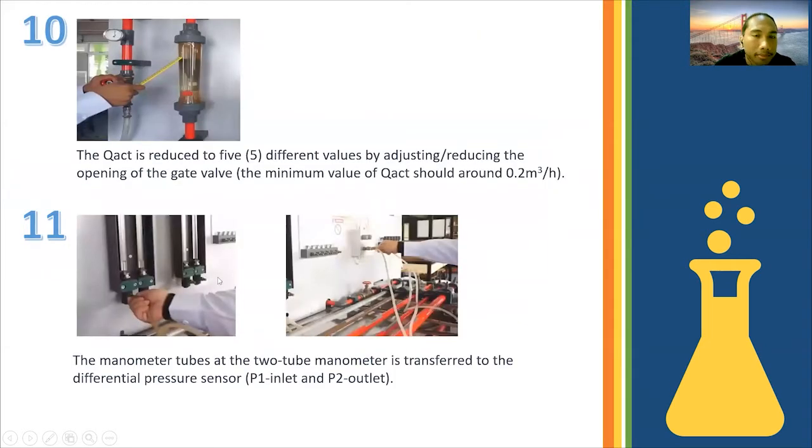The 10th step is the Q is reduced to 5 different values by adjusting or reducing the opening of the gate valve. Here, the opening of the gate valve. The 11th step is the manometer tube at the two tube manometer is transferred to the differential pressure sensor. Here, the manometer tube will be transferred to the differential pressure sensor.